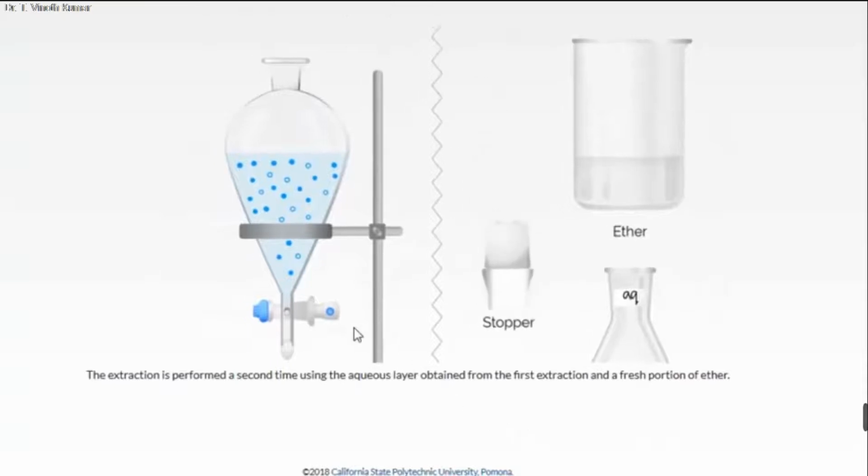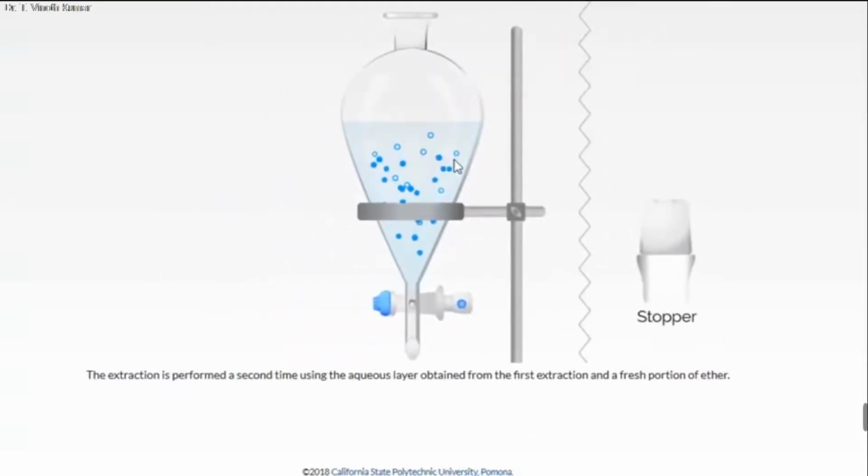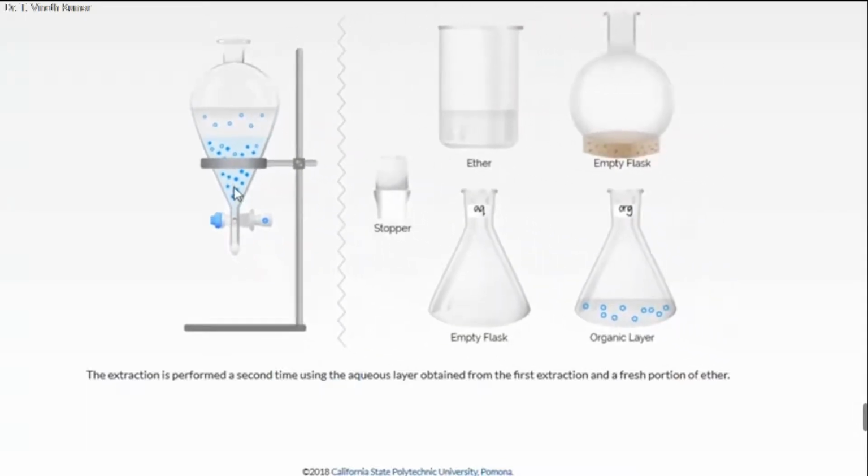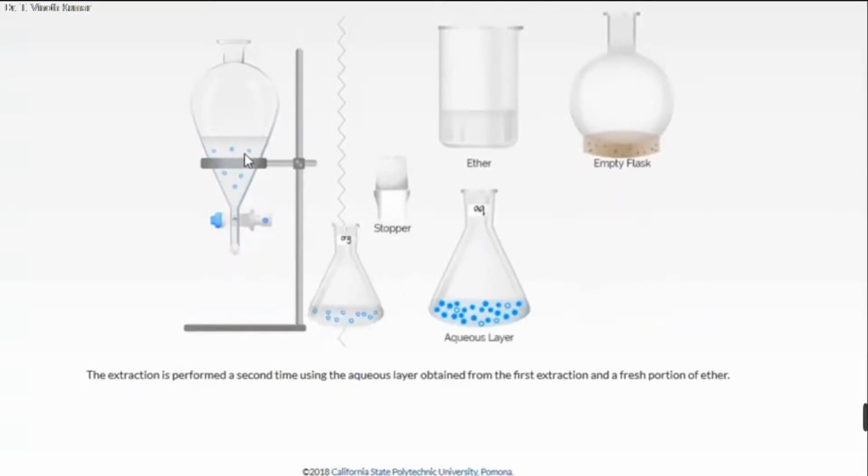Okay, now at this point, typically our organic and aqueous layers will nicely separate. And again, notice that another portion of our desired compound has moved over. But sometimes those two layers don't separate perfectly, and that's described as having an emulsion.